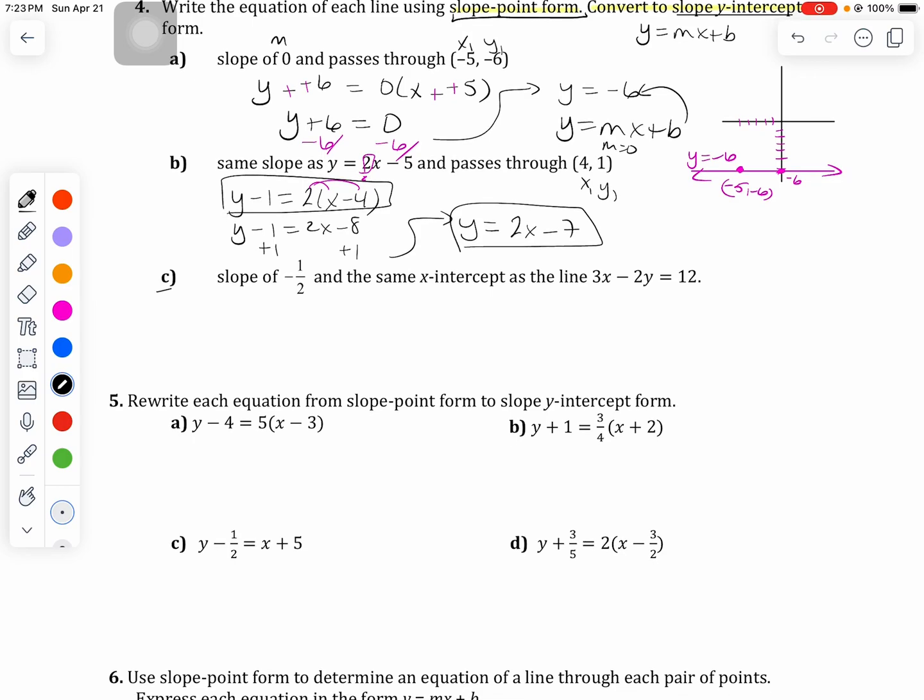And then question C says use this slope. So we have the slope. Oops, the slope is -1/2. And we want to use the point that says, the same x-intercept as this line. Same x-intercept as this line. So I don't have the point directly, but we can find an x-intercept.